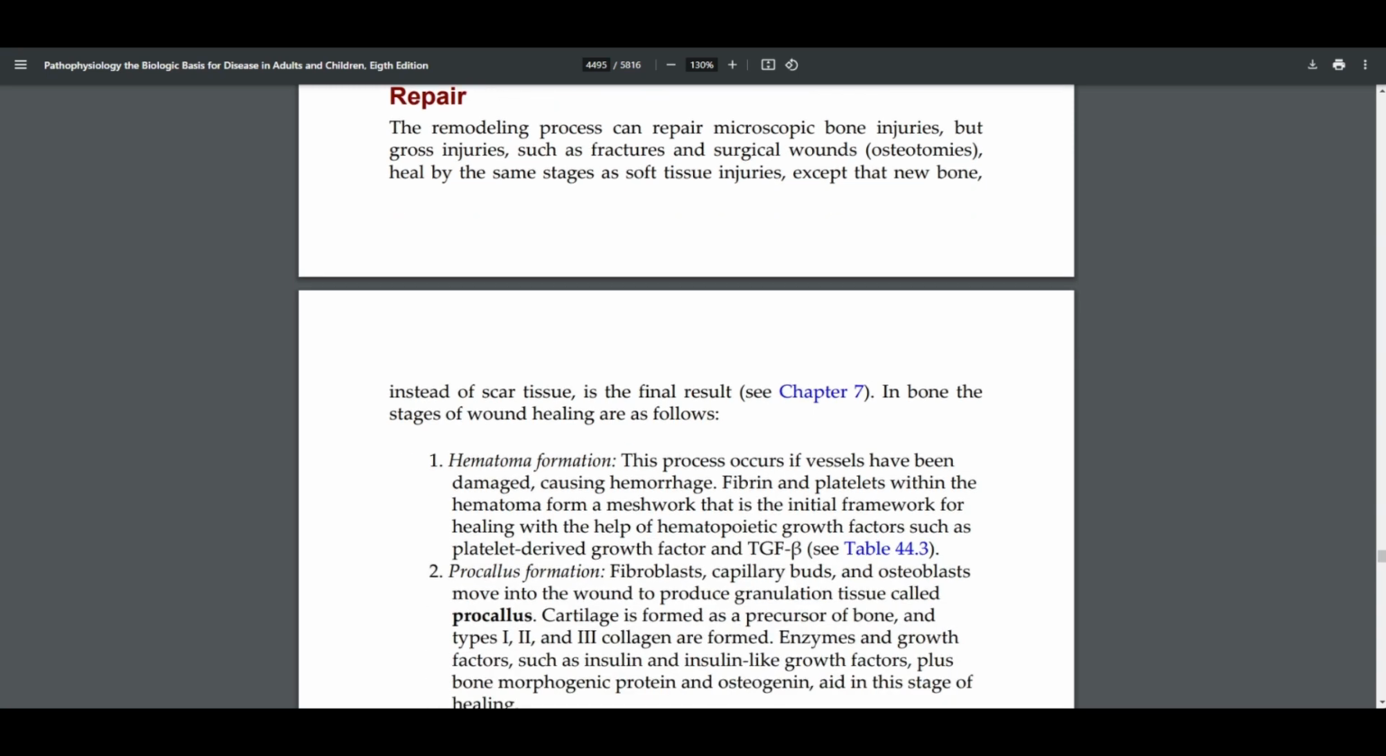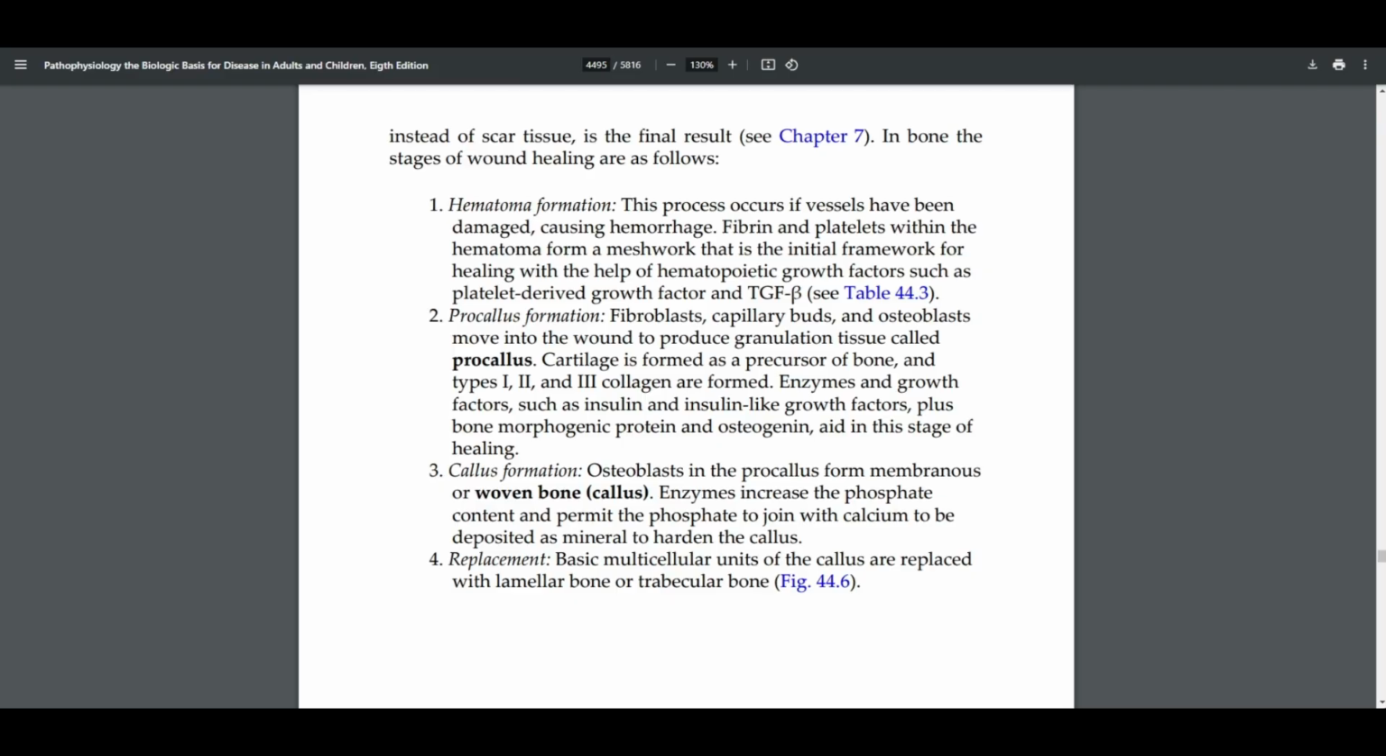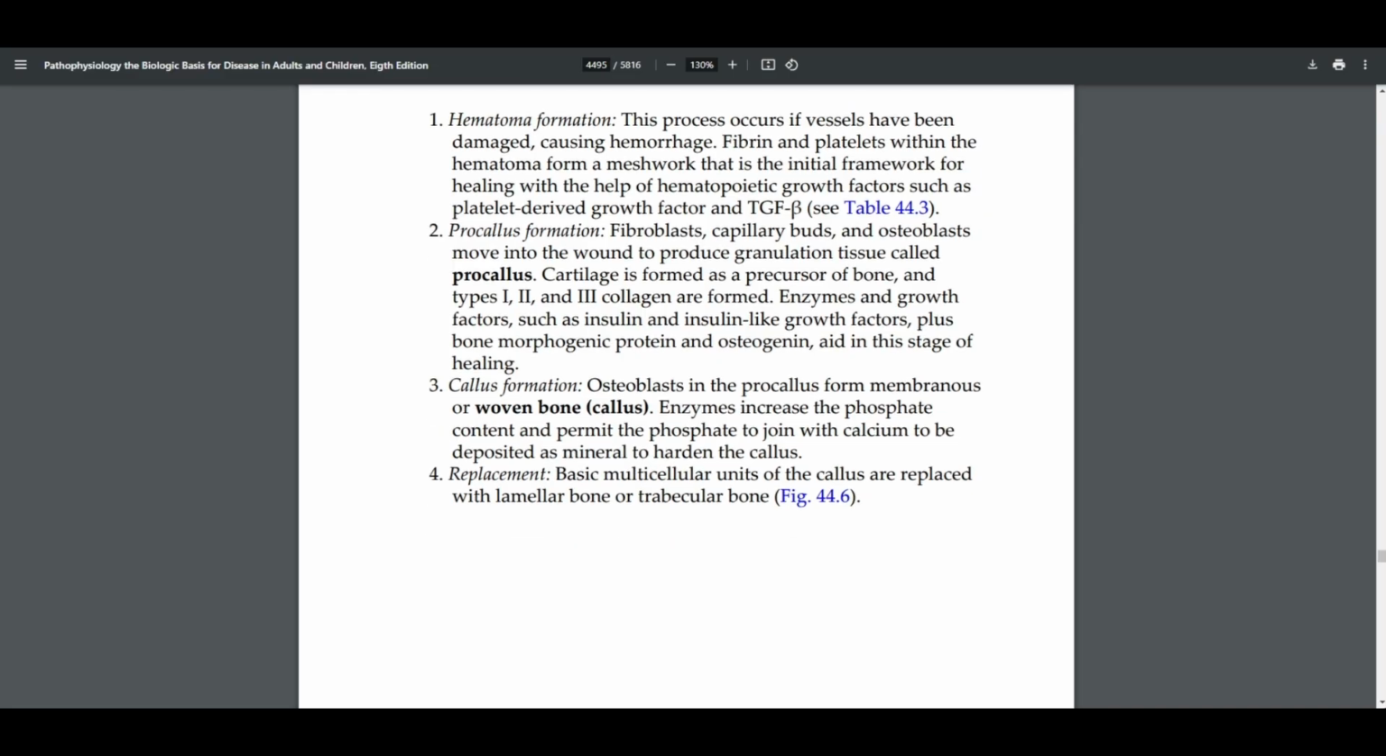The remodeling process can repair microscopic bone injuries, but gross injuries, such as a fracture and surgical wounds, heal by the same stages as soft tissue injuries, except that new bone instead of scar tissue is the final result. In bone, the stages of wound healing are as follows. You have 1, hematoma formation.